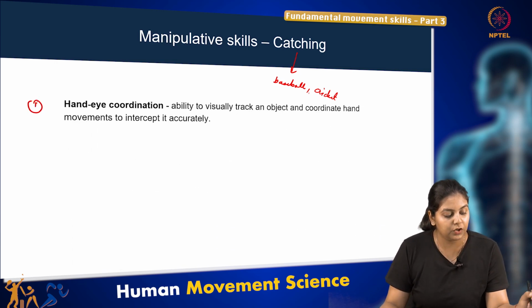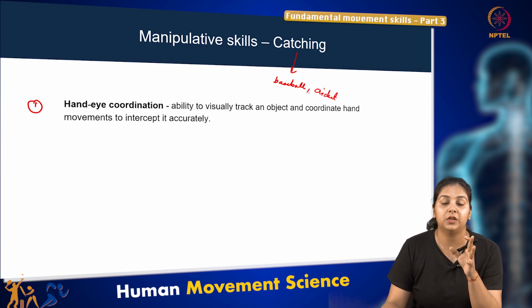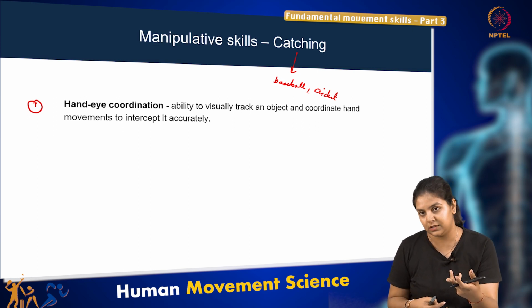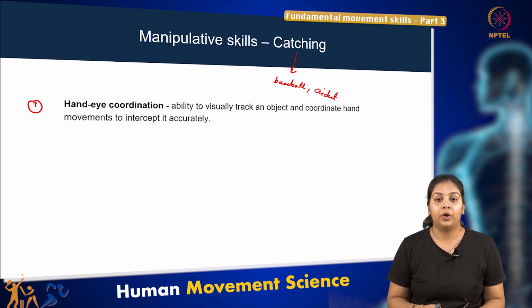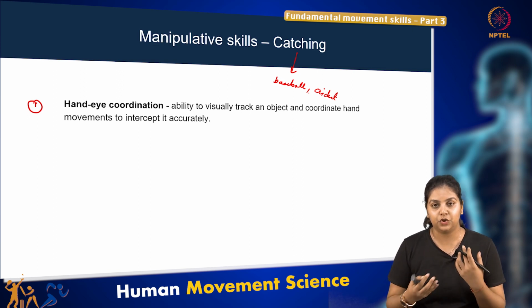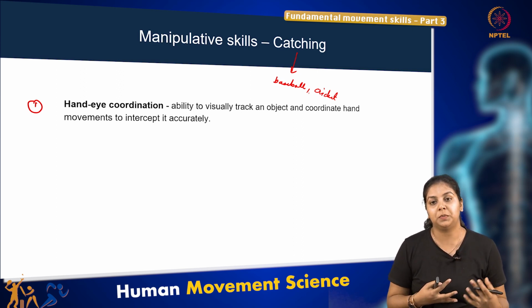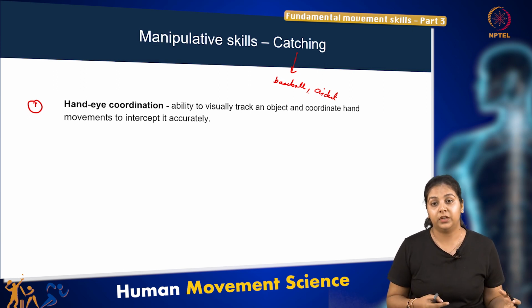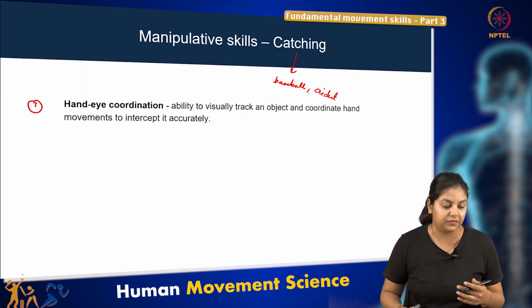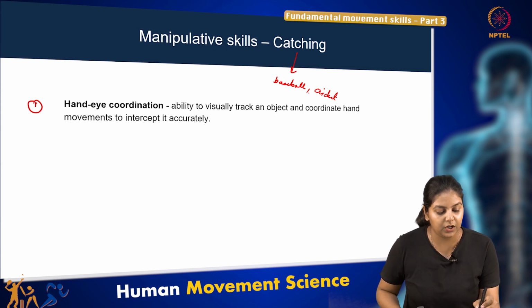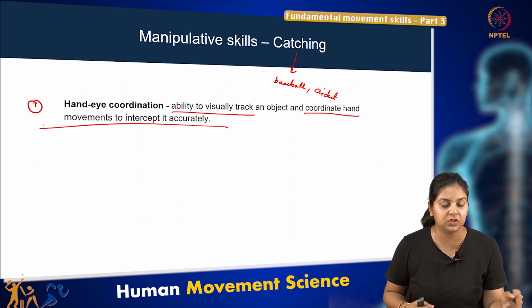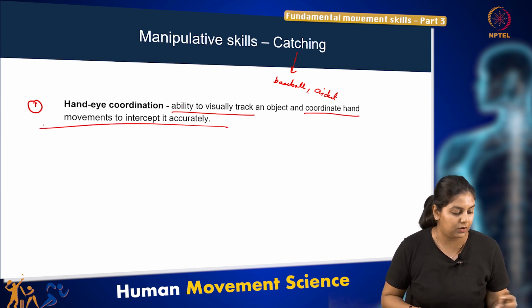So what would you need in terms of the biomechanical characteristics? You would look at the hand-eye coordination extremely, because you are intercepting an object or a ball in this scenario, and you're visually tracking it, right? So you need good hand-eye coordination to be able to position your body accordingly or in the right place for you to achieve the catch. So there's hand and eye coordination, the ability to visually track the object and coordinate your hand movements to intercept it accurately, right?